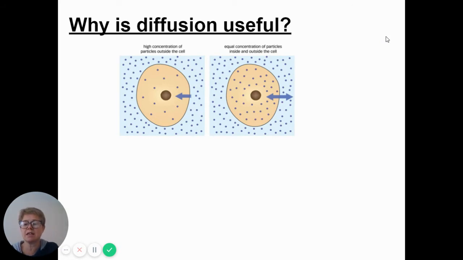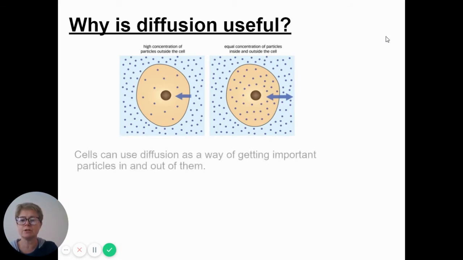And because the cell is surrounded by a semi-permeable membrane, which means a membrane that lets some molecules through and not others, it'll let small things through like glucose and oxygen, but not the really big molecules like starch, for example. Those molecules will diffuse from the high concentration outside of the cell into the cell until the particles are evenly spread. And you can see that in the second picture.